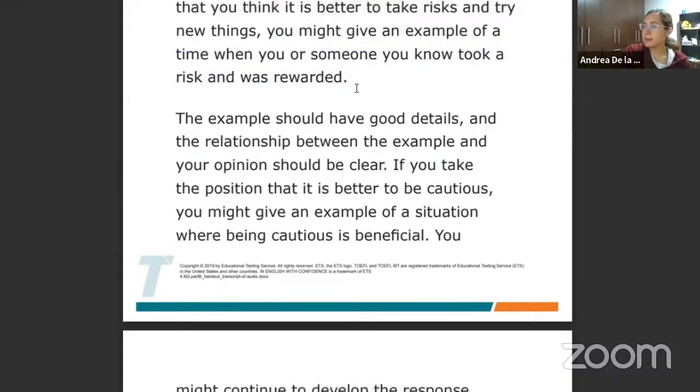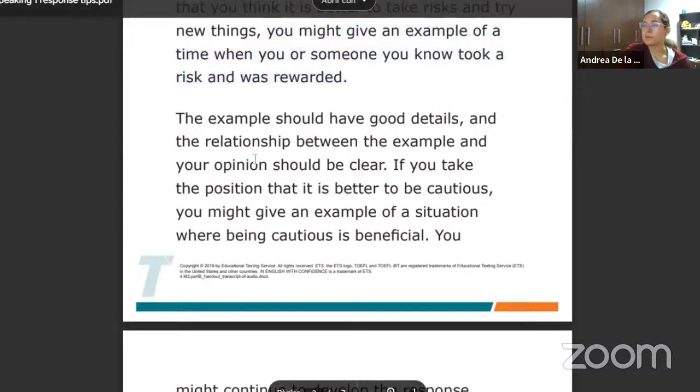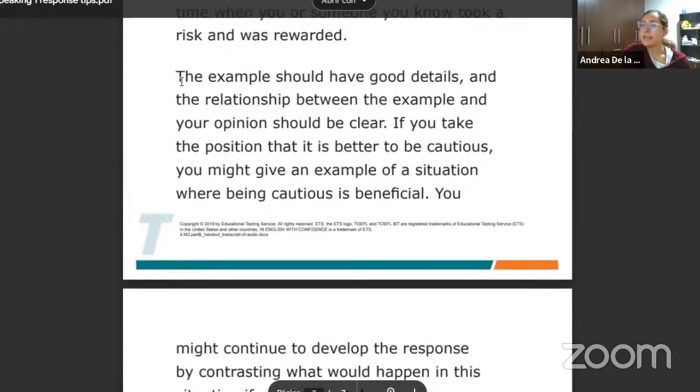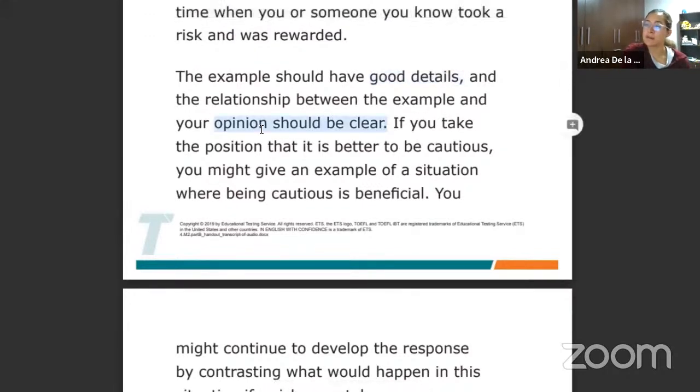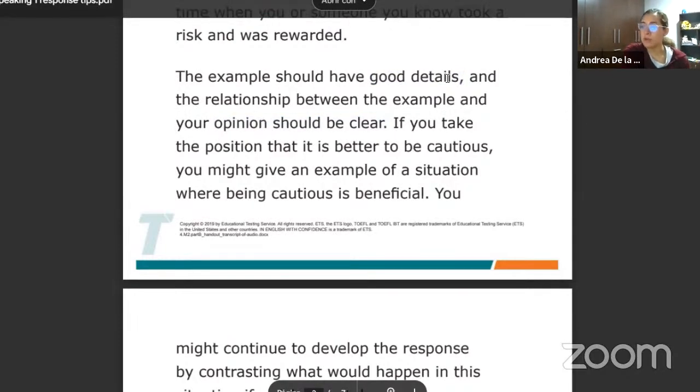Now that doesn't mean that you can't have a different type of example. You could talk about a general example as well, because this is just a suggestion, right? But it's better if you talk about yourself, if you take it personally. Then they say the example should have good details, and the relationship between the example and your opinion should be clear. So this is what I was telling you yesterday, right?